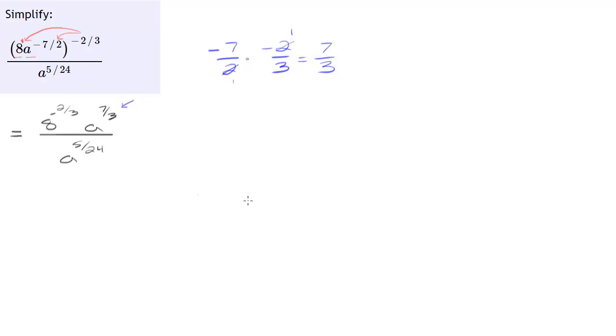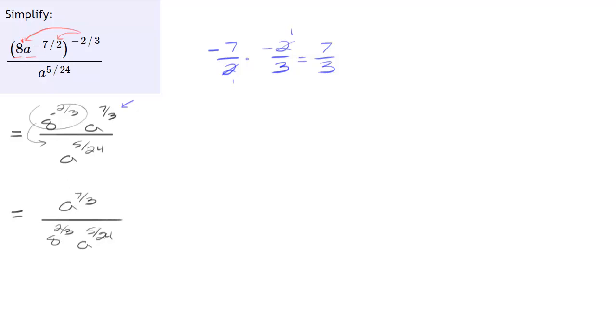All right, the next thing I'm going to do is I'm going to take care of this 8 to the negative 2/3. I'm going to take this factor here and I'm going to move it into the denominator, and what that's going to do is remove the negative from the exponent. And so what I'll have now is an a to the 7/3 in the numerator. In the denominator, what I get is an 8 to the 2/3, now positive 2/3 because I've moved it down, and then this a to the 5/24. Let me move these apart a little bit so it doesn't look so hard to look at.